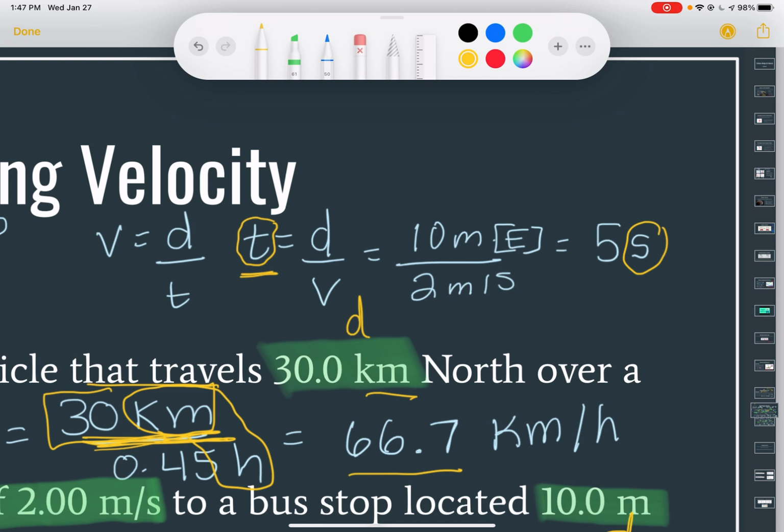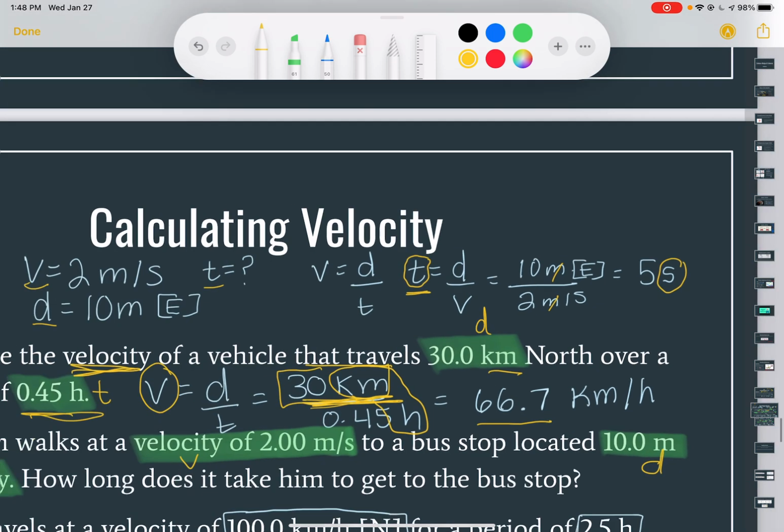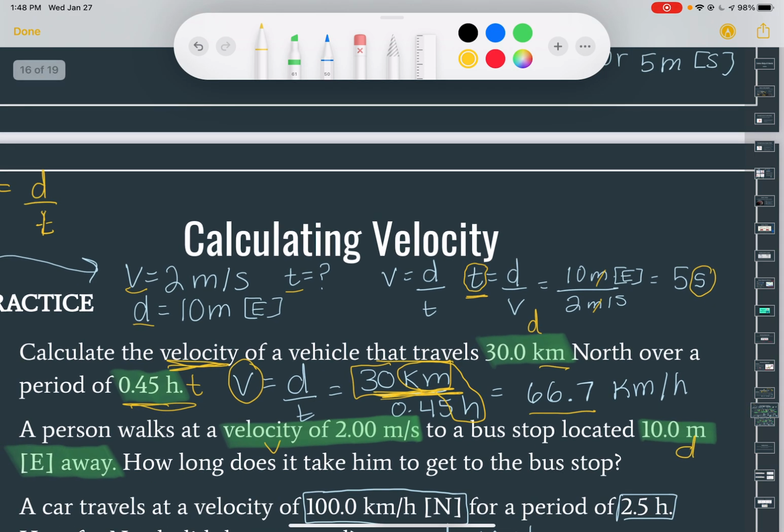Sometimes you get confused with how these units are canceling. Just remember that, well, it's a time, so it must be in seconds. You're not going to have a time that is kilometers an hour. You're not going to have a time that is meters, something like that.